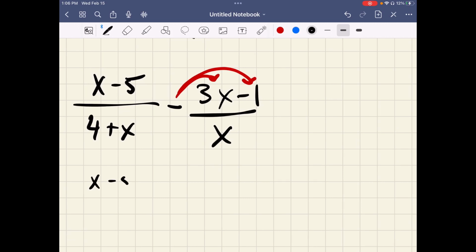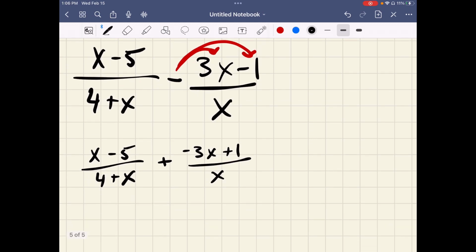So the first term is going to stay the same, and the second term is now going to be plus, because I've distributed the negative, but now the numerator is going to be minus 3x plus 1, and that is still over x. Okay, so now I've turned it into an addition problem. So if you have a subtraction problem, distribute that negative throughout the entire numerator. Basically just change the sign of everything in the numerator, then it becomes an addition problem.